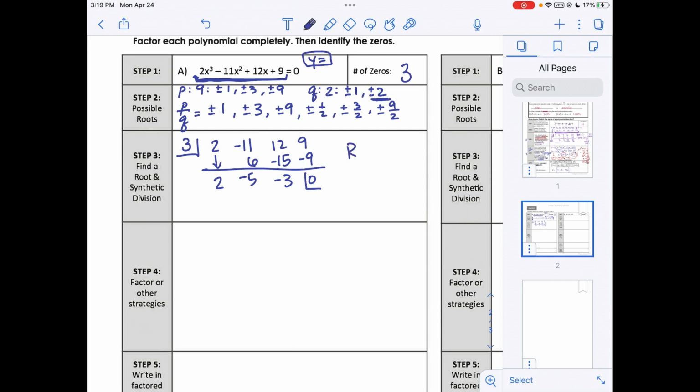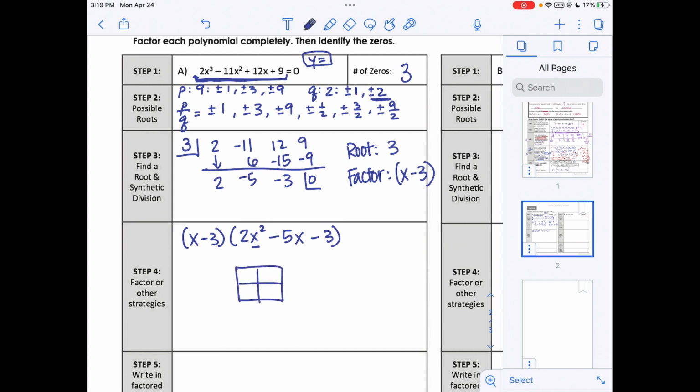So now that I see this, my root can be identified as 3. And then the factor, which is the divisor binomial, would be x minus 3. Using this, I have x minus 3, and the other part of the polynomial left is 2x squared, one degree less than what we started with, minus 5x minus 3. It's a quadratic trinomial, so we could use the box and the x.